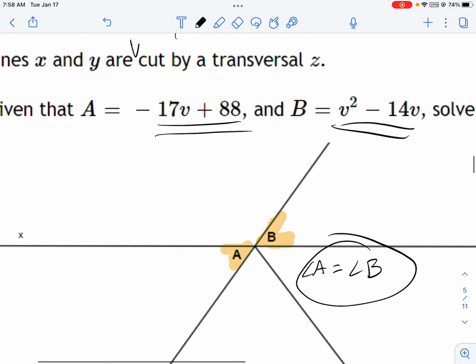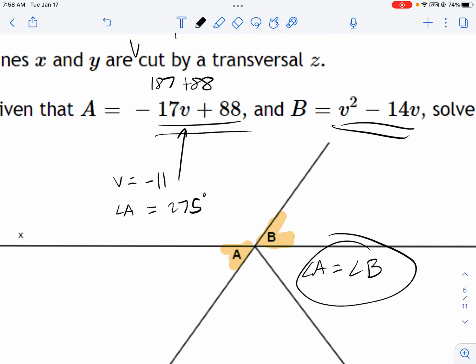So let's plug in negative 11 first. If we plug in negative 11 into this v, what happens? Well, we get negative 17 times negative 11, which is 187, plus 88, 275. So when v equals negative 11, your angle A is 275 degrees.